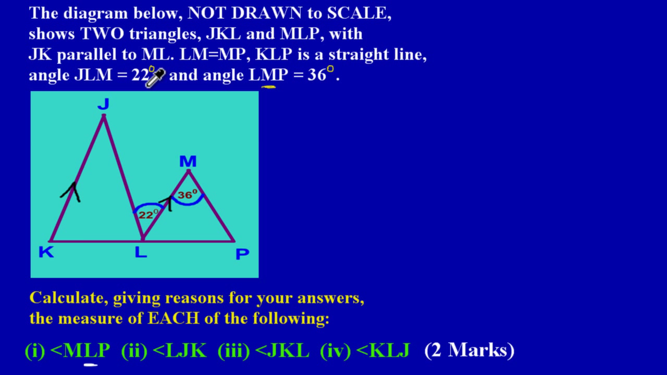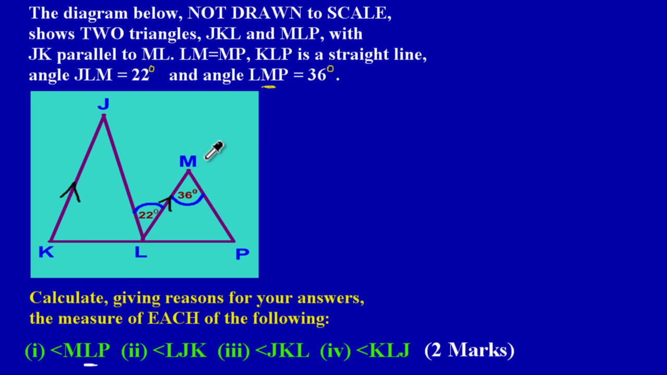As we have already stated in previous lessons, any letter that is in the middle, that's where the angle is being formed. So if you notice, the L is in the middle here, so the angle 22 degrees is being formed at the point L. The M is in the middle here, and the angle 36 degrees is forming at the point M. Now enough said, let's quickly get into it.